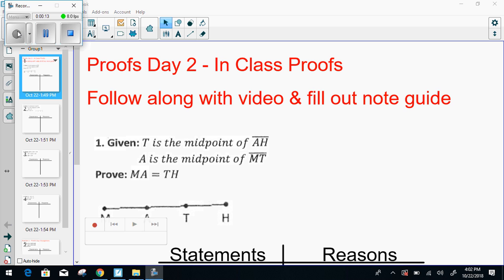Feel free to pause the video if you need to write down notes or go over things in your mind, digest what I just did. So pause the video as much as you need to. I'm going to continue going through each proof just to make the video a little bit shorter. So let's go ahead and start with the in-class Proofs Day 2. And please fill this out on your note guide as we go along.